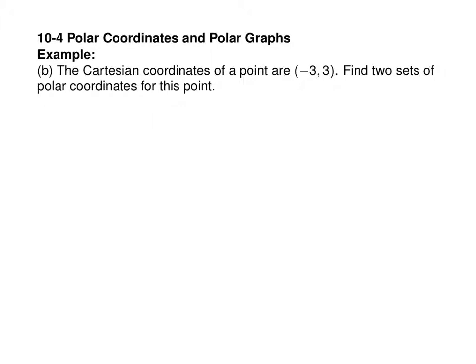Next we have a point with Cartesian coordinates. We want to find two sets of polar coordinates for this point. So the point is negative 3, 3.